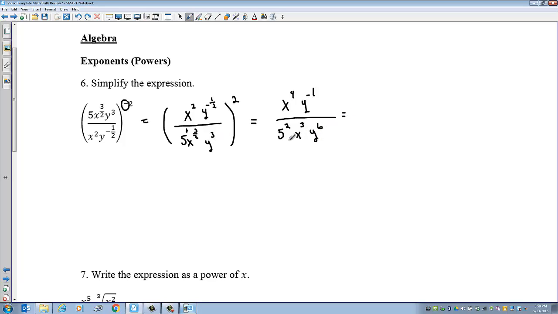And so then that's equal to, since you have x cubed on the bottom and x to the 4th on top, some of these cancel, so you're just left with x on the top, divided by, and then 5 squared is 25. And because this exponent is negative, we're going to put y in the bottom, and so you have y to the 6 times y, which is actually y to the 7th. And so that's my final answer.